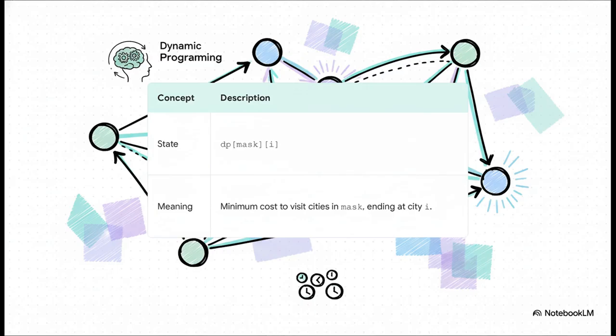Every single entry in this table stores the cheapest path we've found so far that has visited a specific set of cities and ends at one particular city. By filling out this table, we're building our solution piece by piece, always remembering the best possible path for every subset of cities we've already seen. This means we never have to recalculate routes we've already figured out.